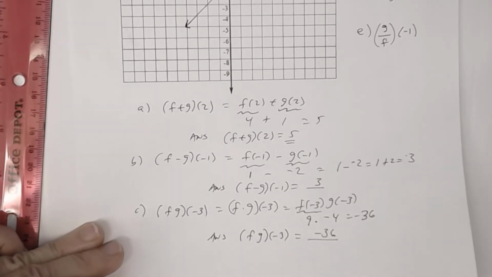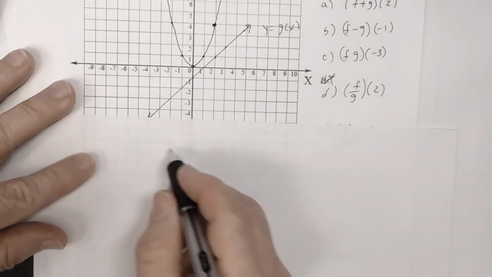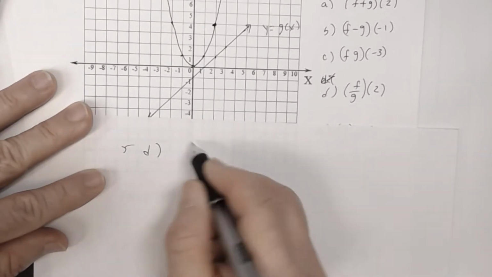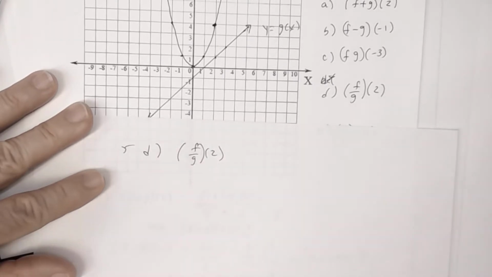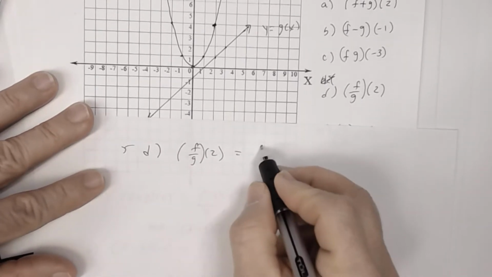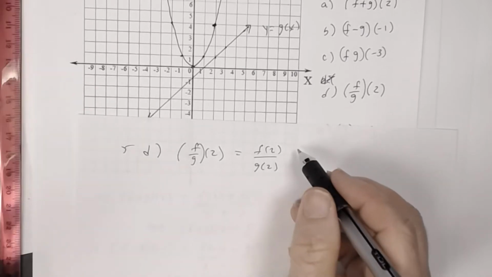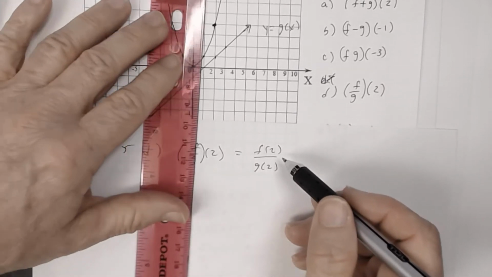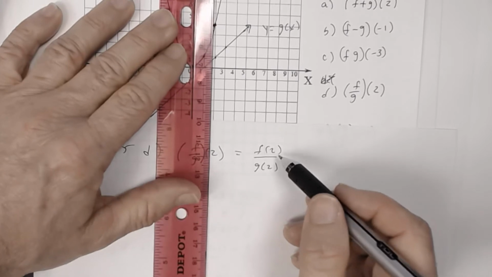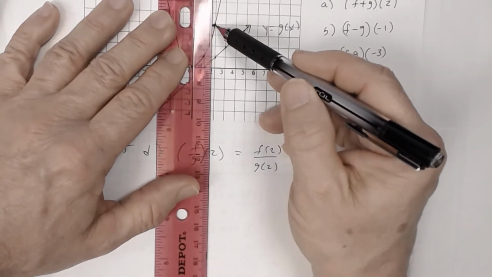All right. Now let's look at D. So 5D says you want to find f divided by g at 2. Well, by definition, that means f of 2 divided by g of 2. For both cases, your x value is 2. So just look at your ruler right here, x equals 2. So here's f of 2 right here. Question is, what's that y value?